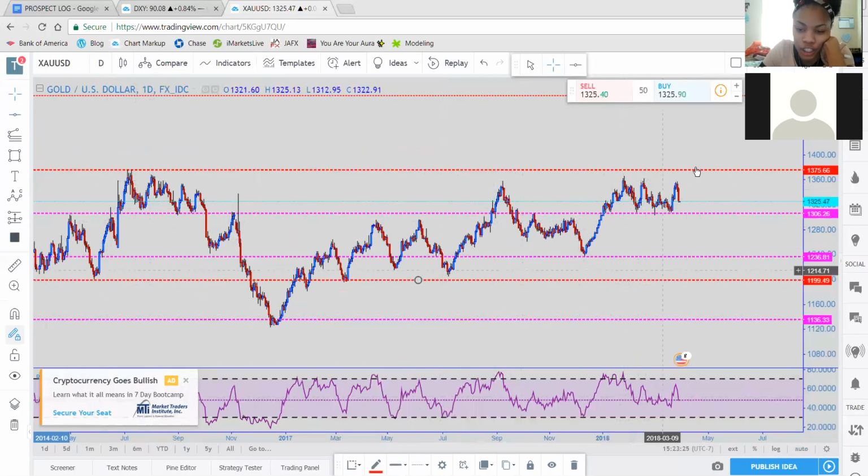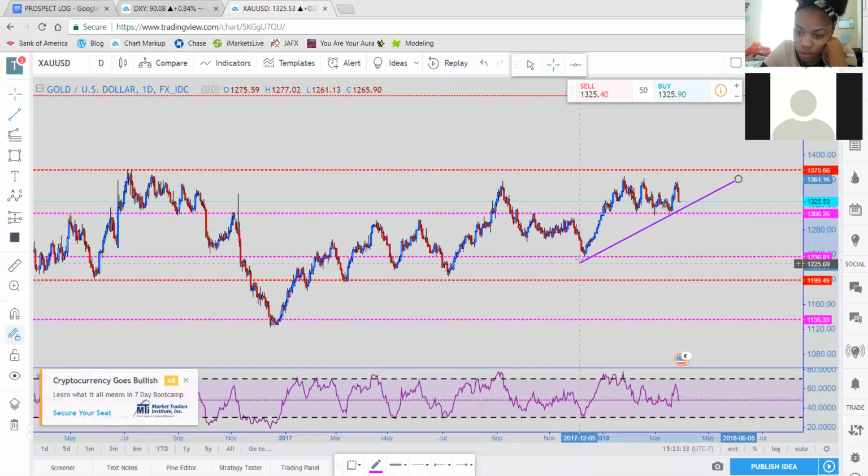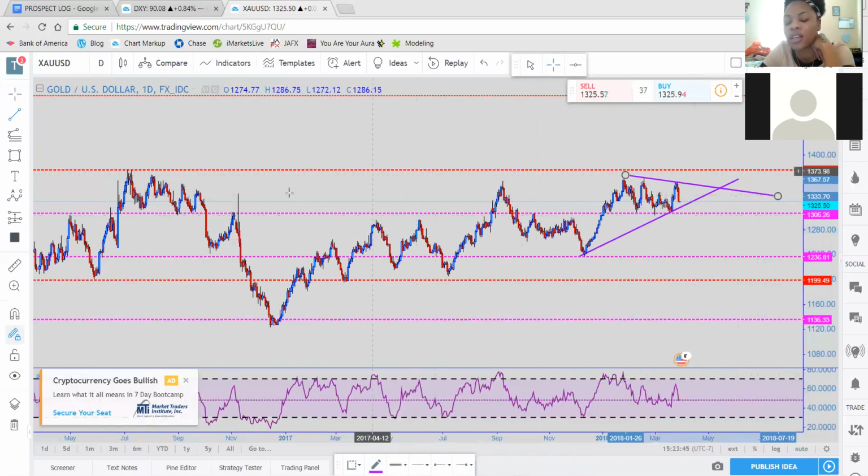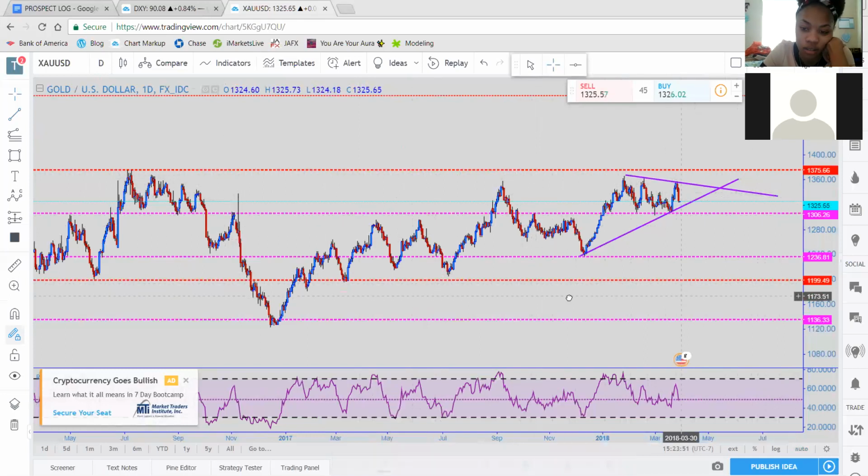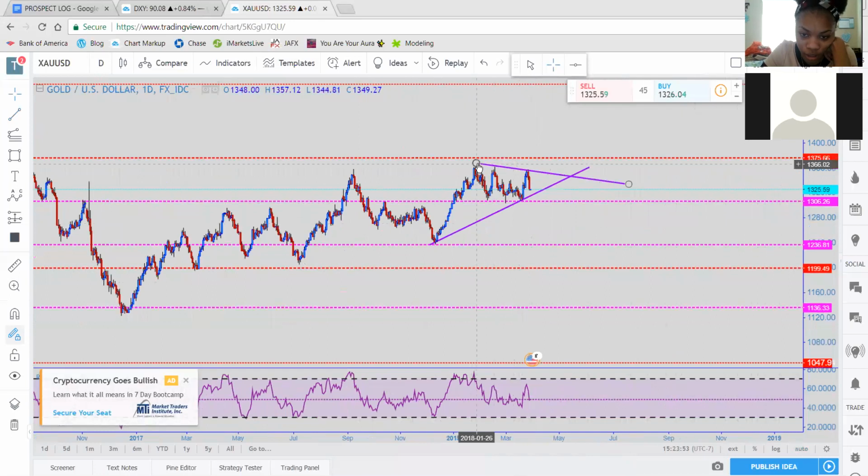I just look at the overall trend because I'm a swing trader. So I draw a trend line. This is an uptrend right here. And I'm also going to do this because it looks like it's in an ascending triangle. Do you know what an ascending triangle is? You know what an ascending triangle is, I'm pretty sure.